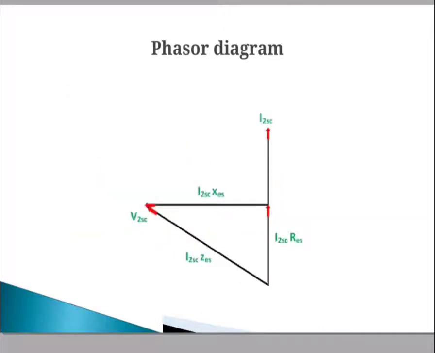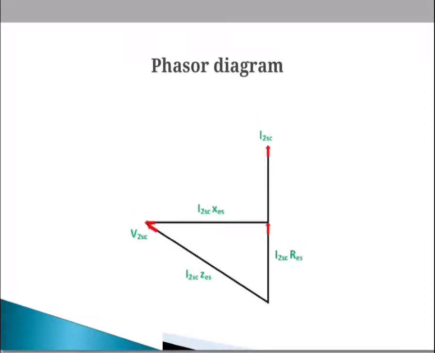Then this is the phasor diagram of the short circuit test. Here I2SC is the short circuit current on the secondary side, then I2SC into REC is the voltage drop in the secondary side, which is in phase with I2SC. Then I2SC into XEC is the reactive voltage drop, which will be 90 degrees to I2SC. Then we find the resultant, that is the I2SC into ZEC voltage drop.